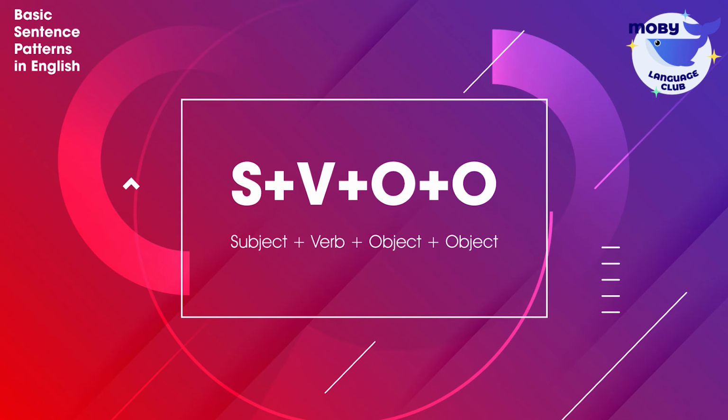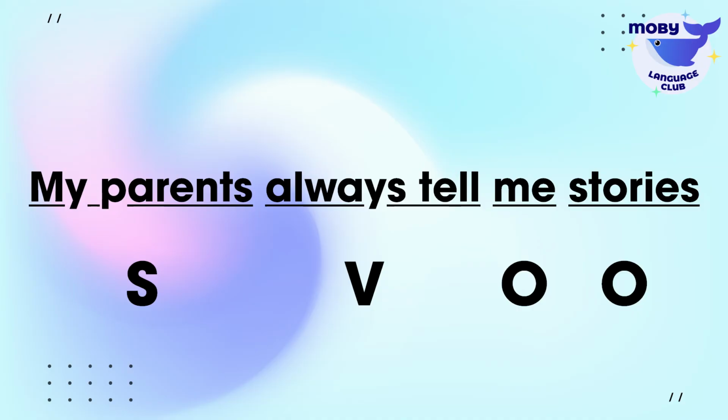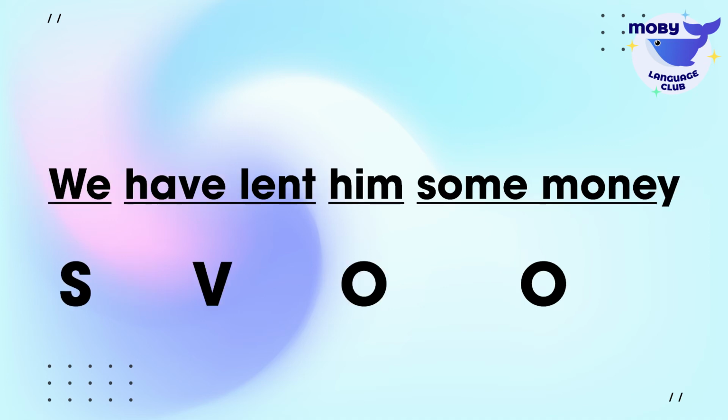Next is the SVOO sentence. This type includes a subject, a verb, 2 objects, an indirect object, and a direct object. Let's see some examples. My parents always tell me stories. We have lent him some money.